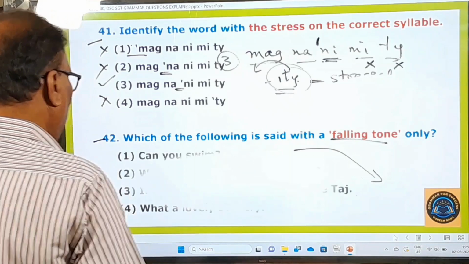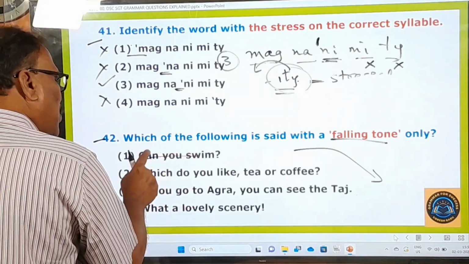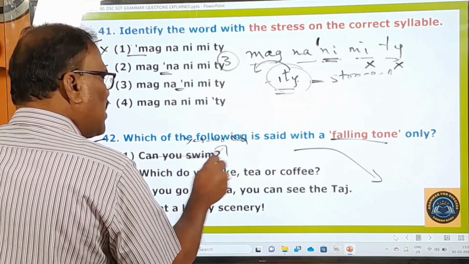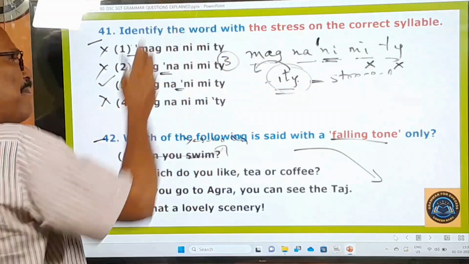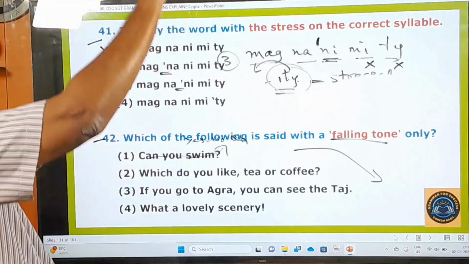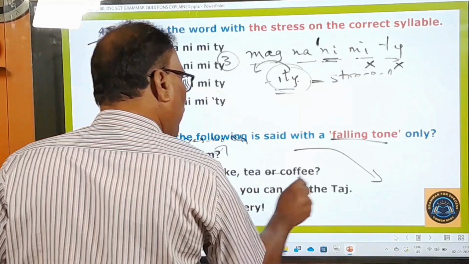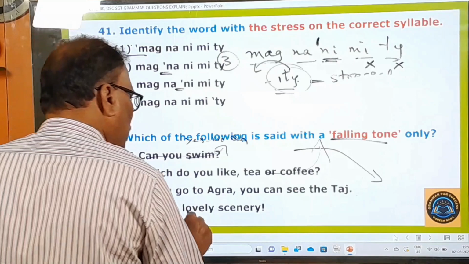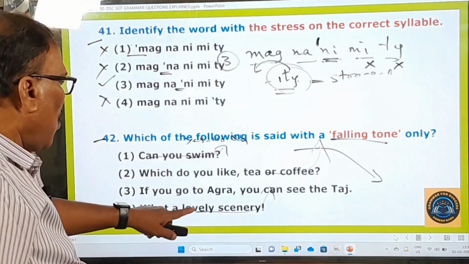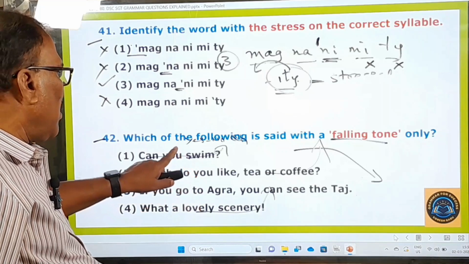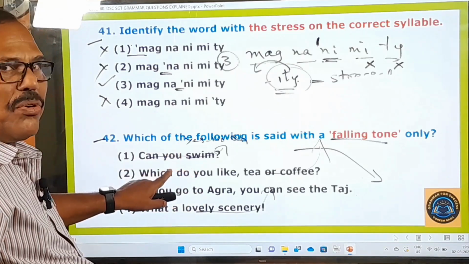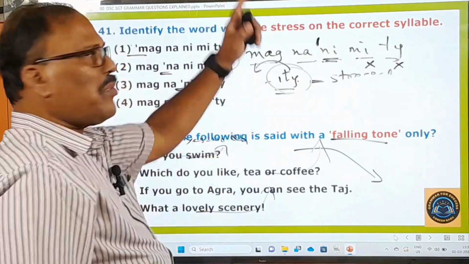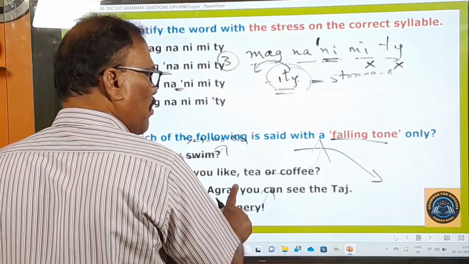Here, let us look at the options given. Can you swim? This is a yes/no question, and this always receives a rising intonation. Can you swim? The voice is going upwards. And which do you like, tea or coffee? Again, rising tone. What a lovely scenery, rising tone. So all the exclamatory sentences, all the yes/no questions, all the WH questions said in a friendly manner will receive rising intonation. Only the normal statements will receive falling intonation.